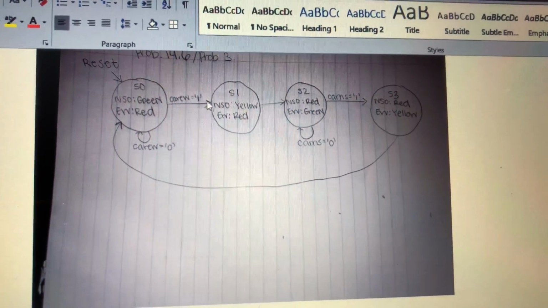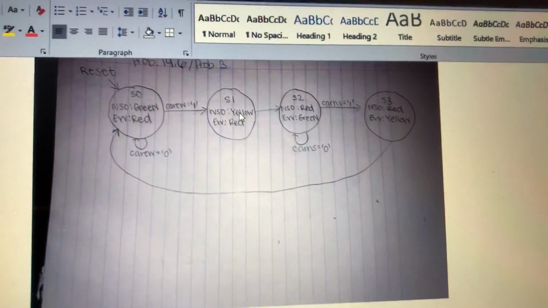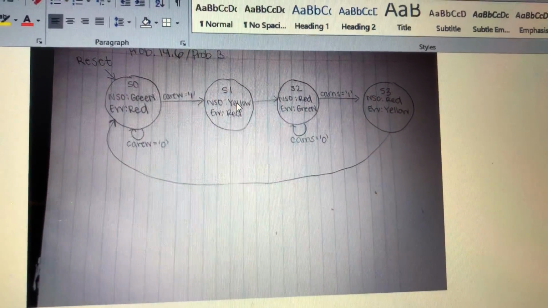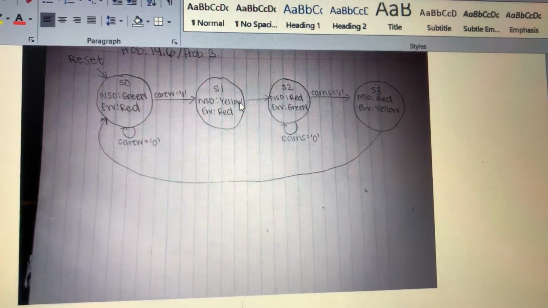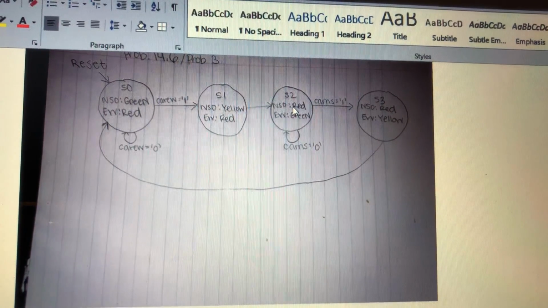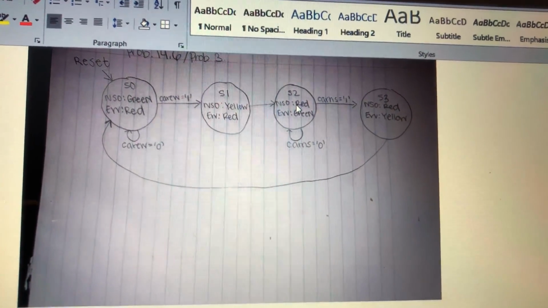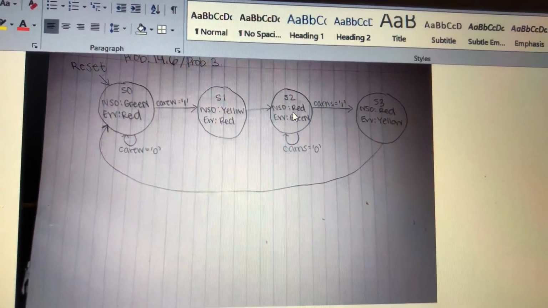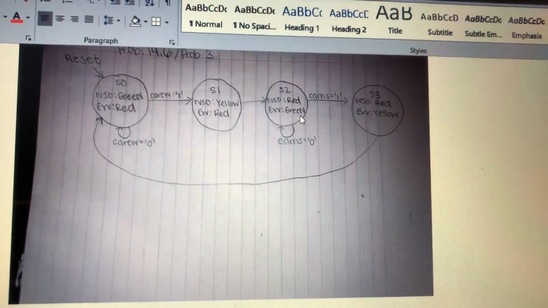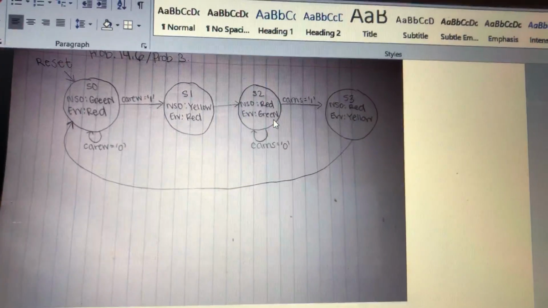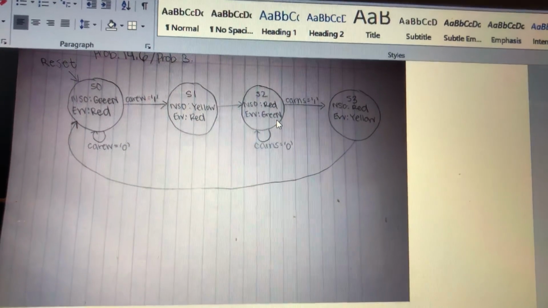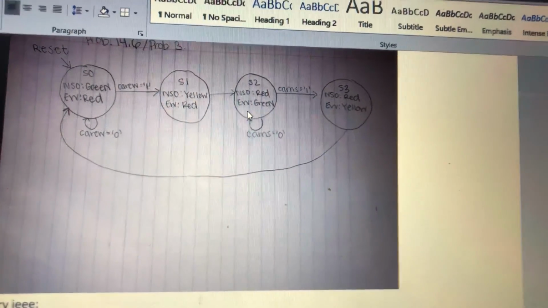If a car is detected, north-south transitions to the yellow, and east-west is going to remain red until north-south transitions to a red light, and then the east-west direction will be able to go and it'll be a green light. And then if a car is not detected, then east-west will remain green.